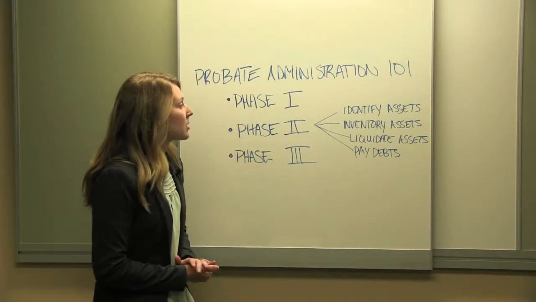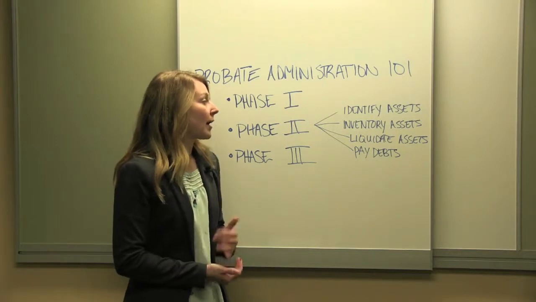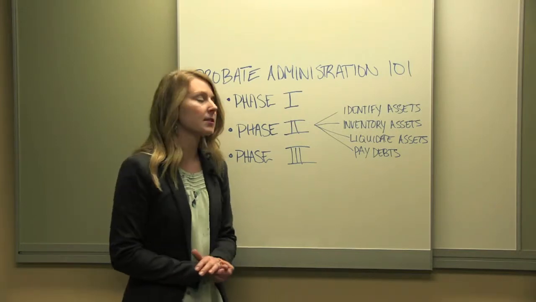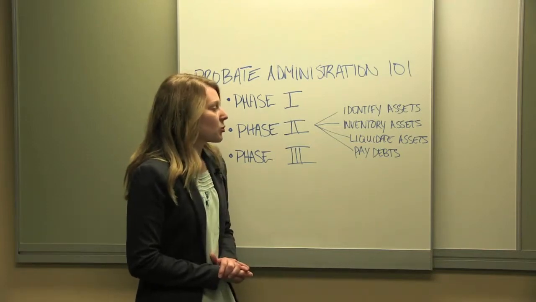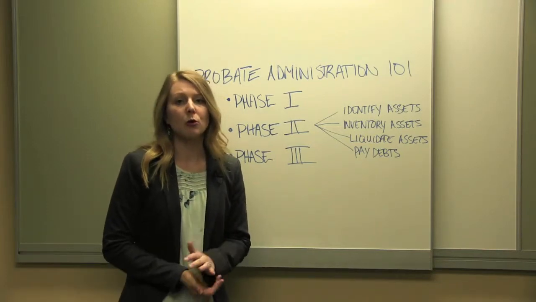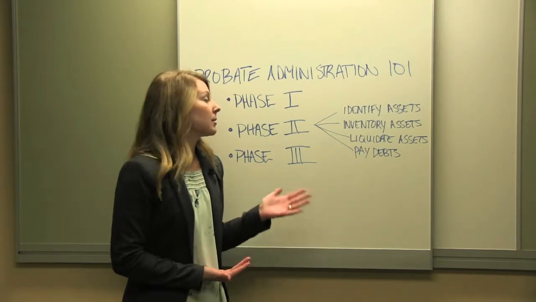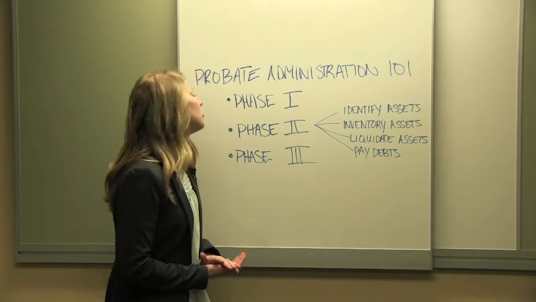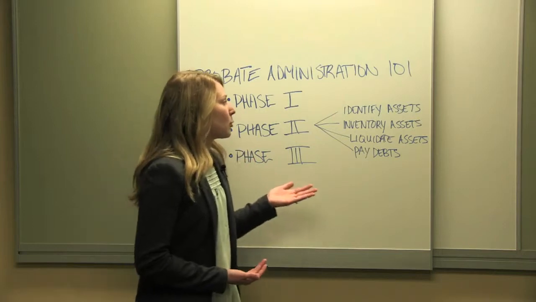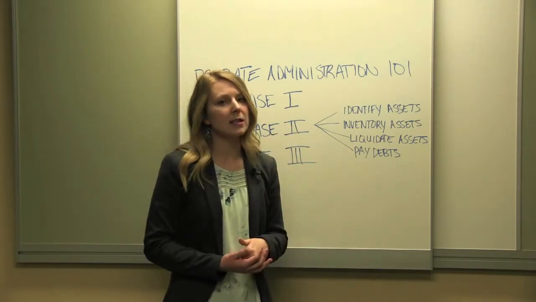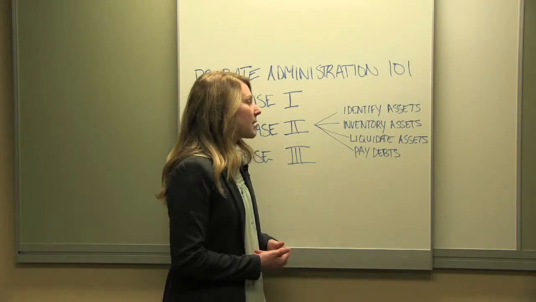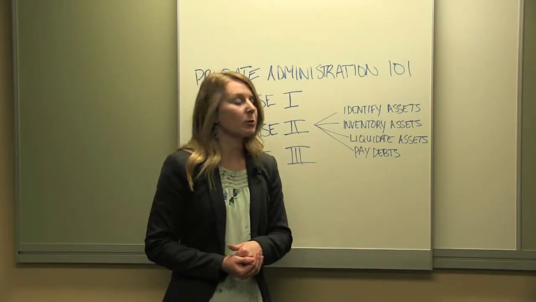Phase 2, which we're going to discuss today, I consider it the liquidation phase, and then phase 3 is the phase within which we distribute and close up the estate. In phase 2, it's pretty simple. We have to identify the assets, we have to inventory the assets, we have to liquidate the assets, and pay any debts that need to be paid.